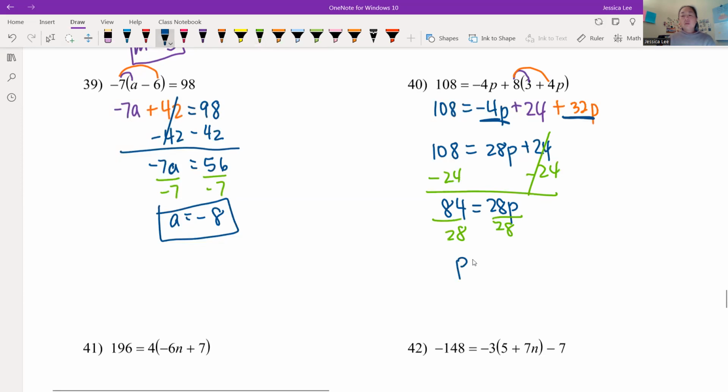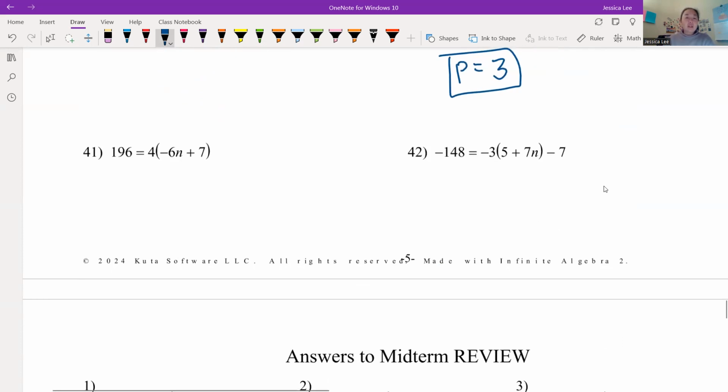And then p is equal to 84 divided by 28, which is going to be 3. Yep, it's going to be 3. You can check that if you want, if you don't feel that I was that confident with that number. And now we got to the last two problems, guys. Good job. This is just like what we did above. So we're going to just distribute.